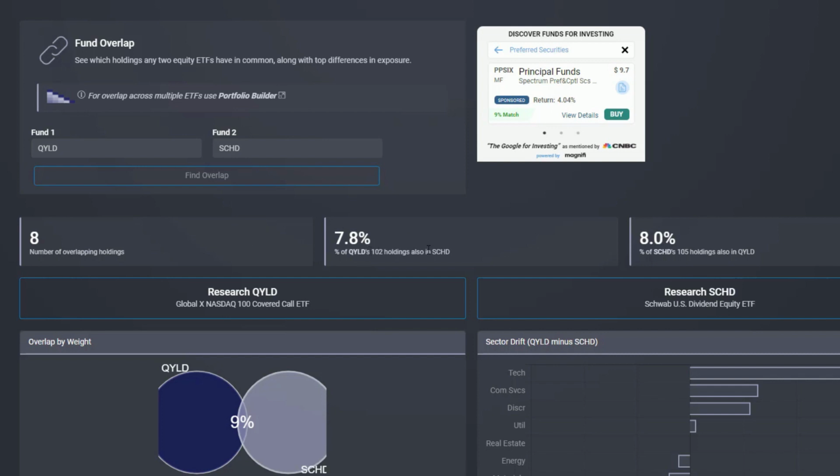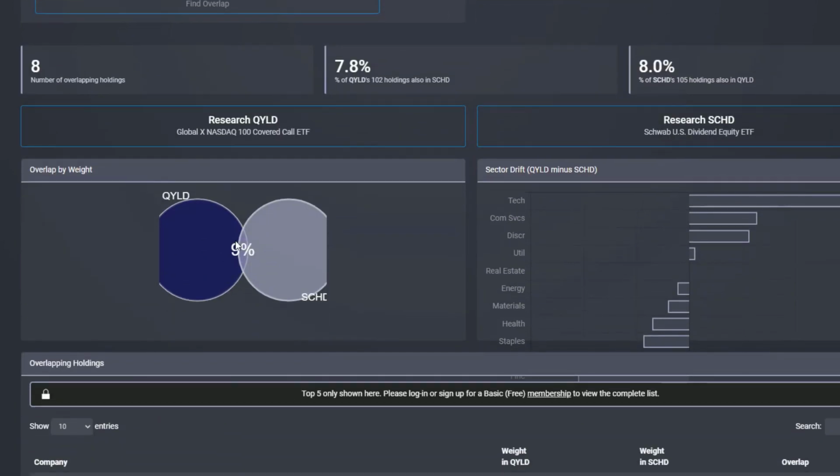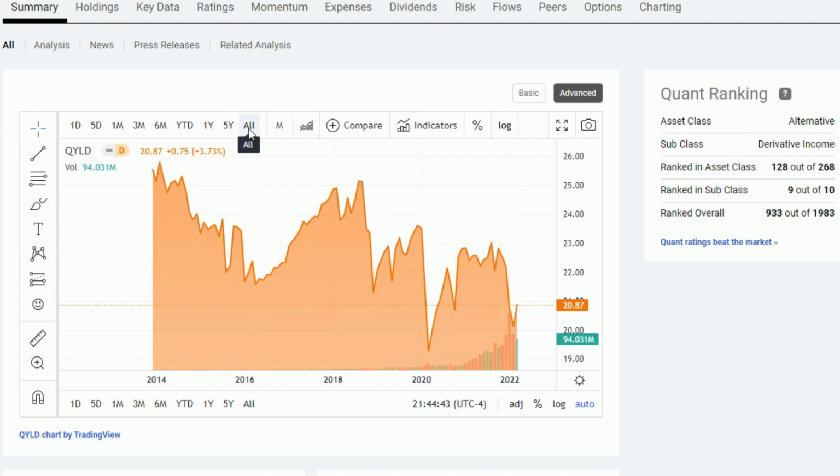7.8% of Qyld is in SCHD, and 8% of SCHD is in Qyld, for a total weighted overlap of 9%. Coming over to Qyld's market price data, we look at the entire history of the fund, and it starts around $25. And what we want to do is determine a CAGR number over the history of the fund.